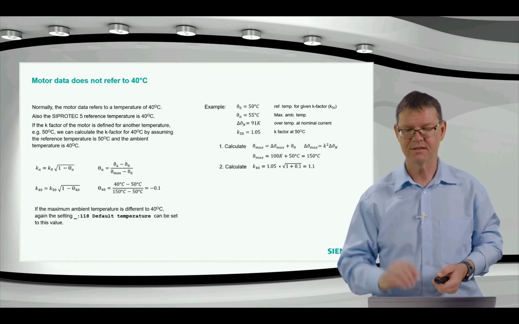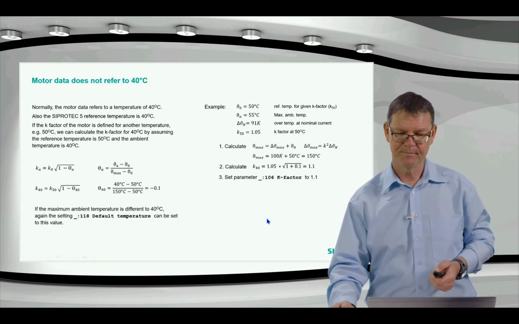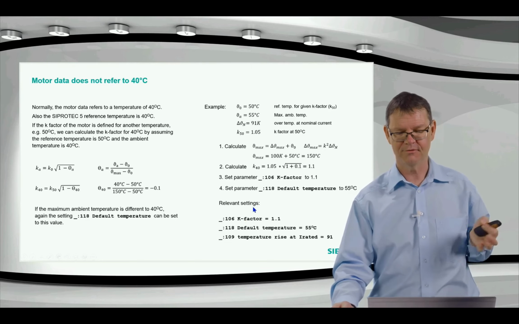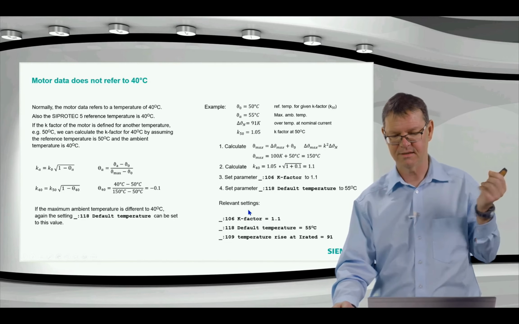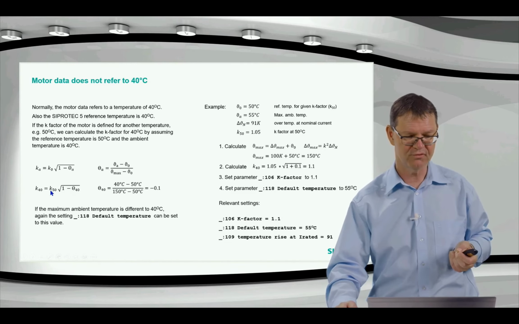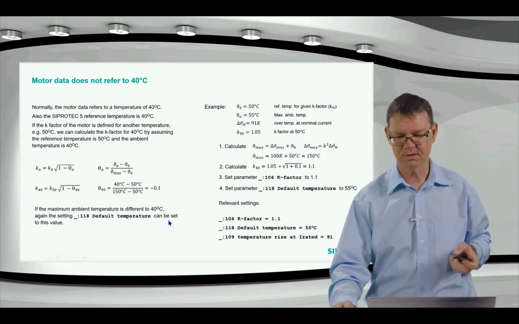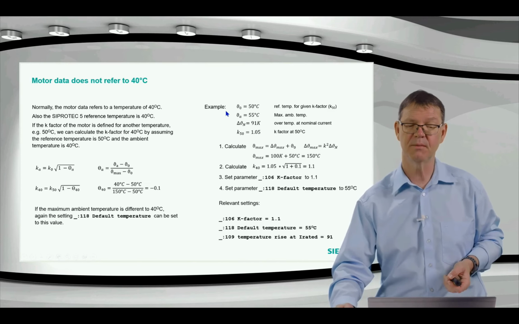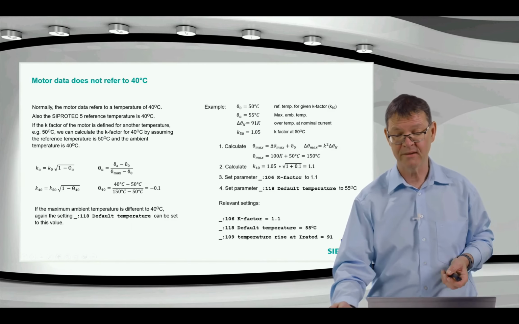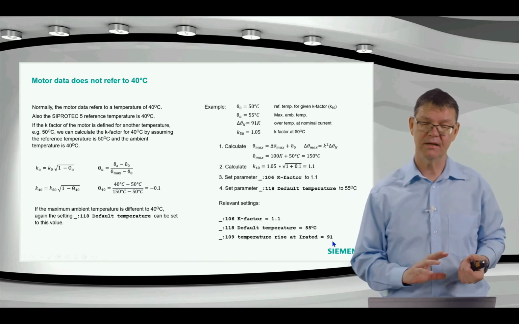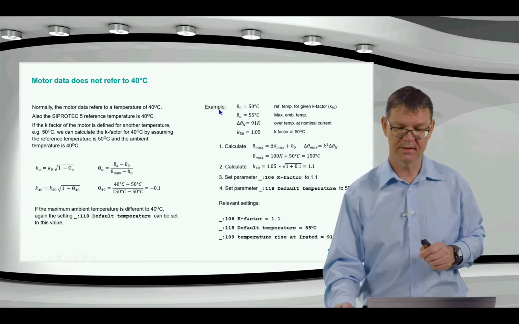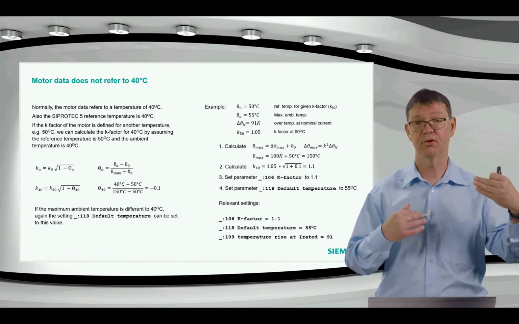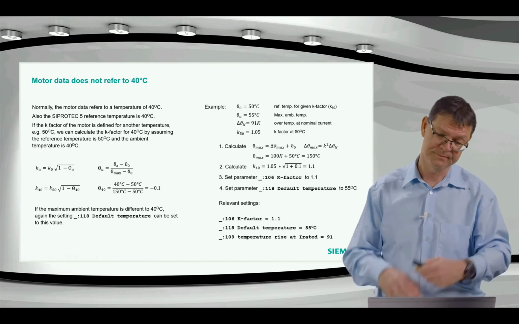Here you can trace this calculation here, and basically what is the outcoming? I have 3 relevant settings. I set the K factor, which I calculate before, so here the 1.1 comes out. I set a default temperature of 55 degrees when this is my maximum ambient temperature. And what I need is an absolute value. In this case, it's the temperature rise at I rated, so the temperature difference when you have a nominal current flowing into the motor.